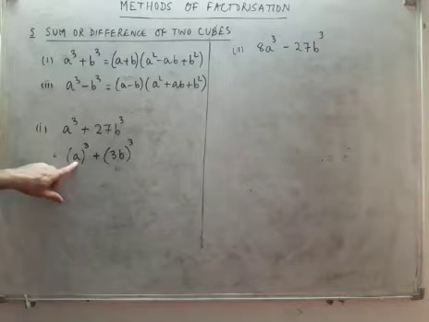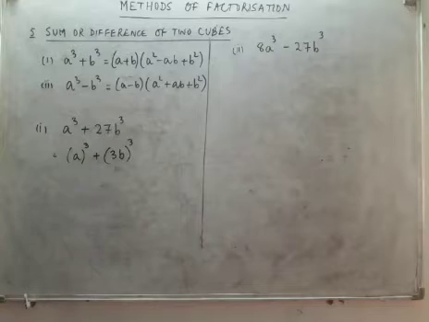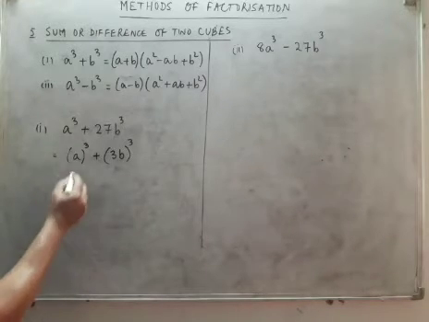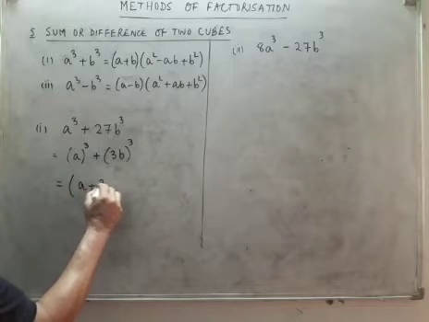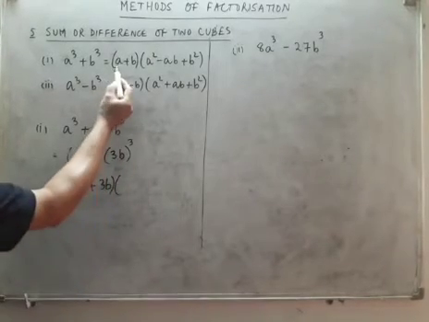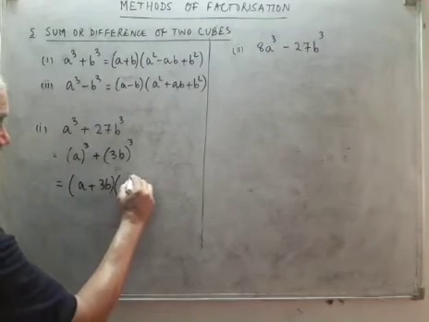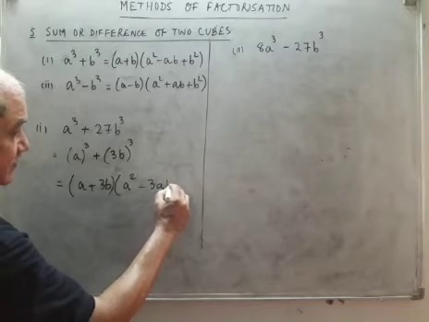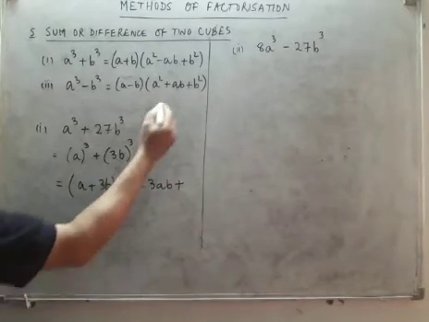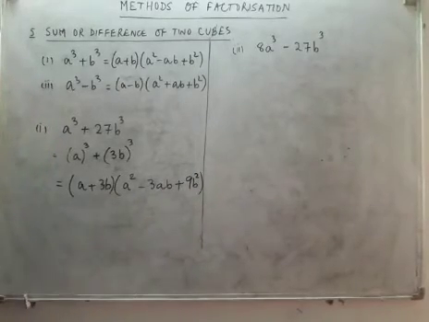So now this takes the form where a is the first term and 3b is the second term. So using this, we will get the first term plus the second term, into the first term squared. First term squared will be a squared, minus first term into second term, which will be 3ab, and plus the second term squared, which will be 9b squared. So these are the factors.